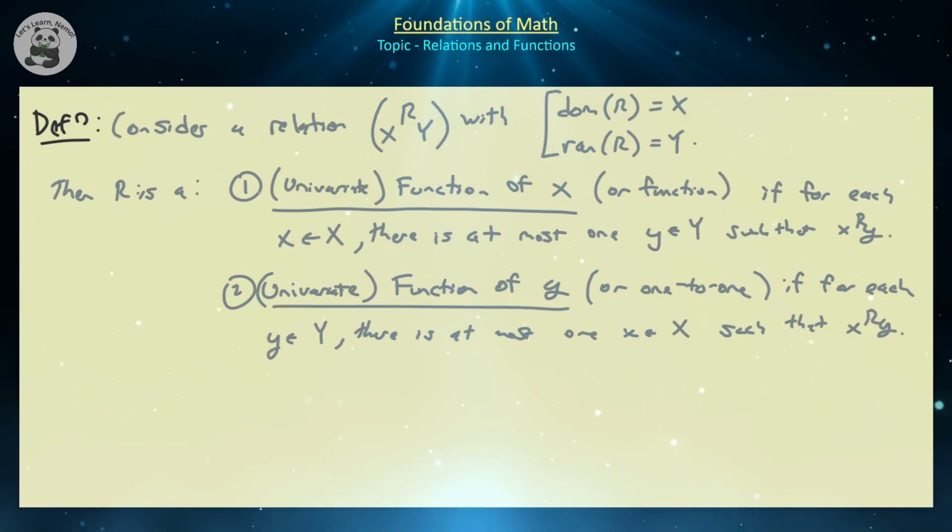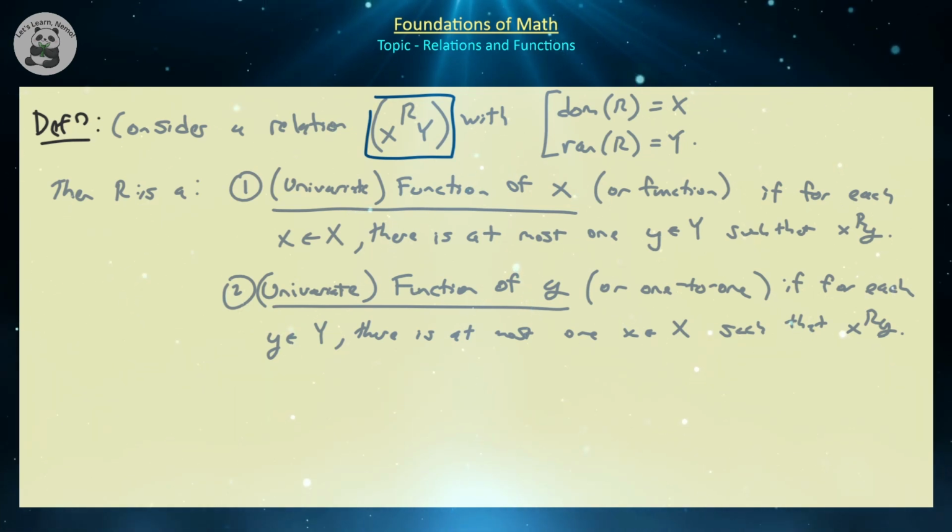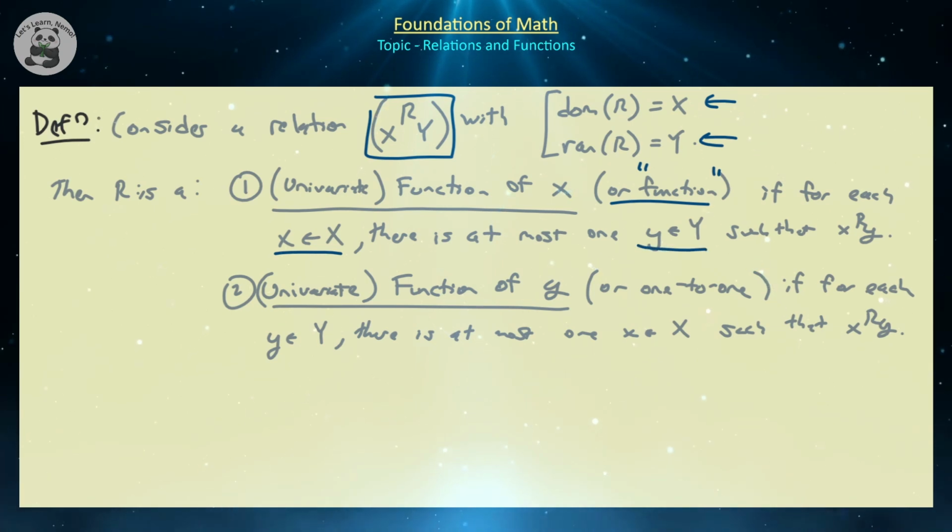Now that we have the basic understandings of what a function of x and a function of y are, let's introduce the more formal definitions of what it means to be a function of x or a function of y. So let's assume that we have a relation given by x is related to y, where x is generally speaking the domain and y is generally speaking the codomain. But let's assume that the domain and codomain are both equal to y. So the domain of R is x and the range of R is y. So we say that the relation R is a univariate function of x, some people will just say a function, if for each element in the domain there is at most one element in the range such that x is mapped to that element in the range, i.e. x is related to y.